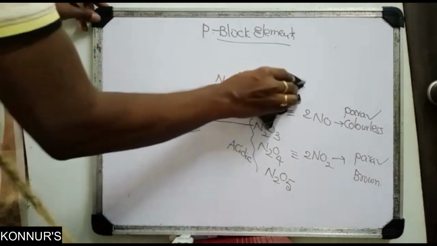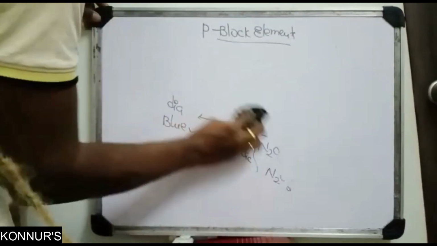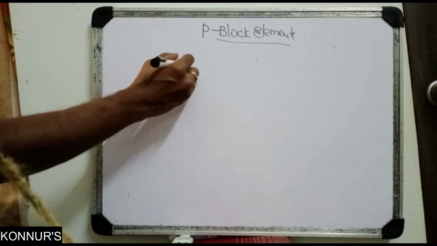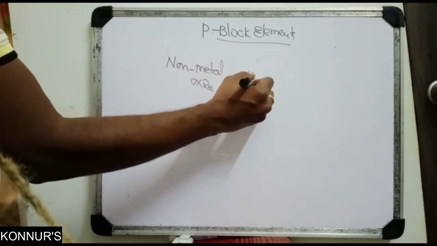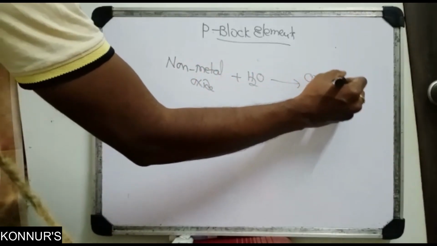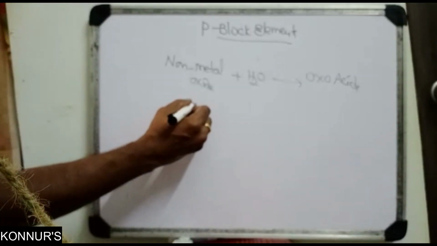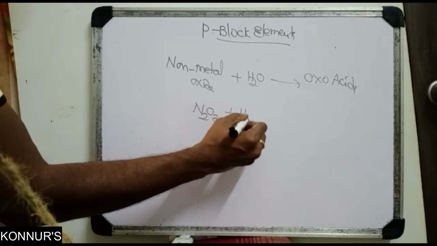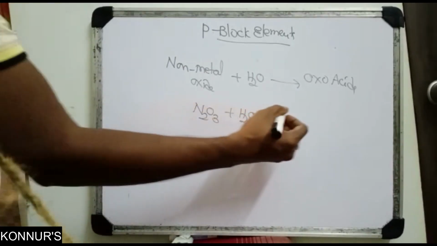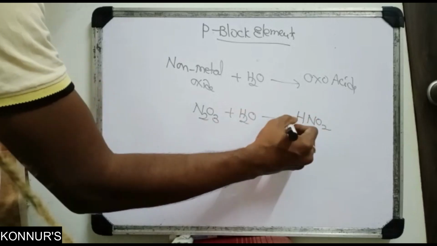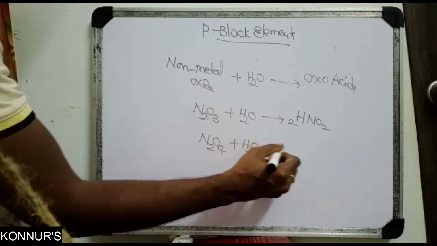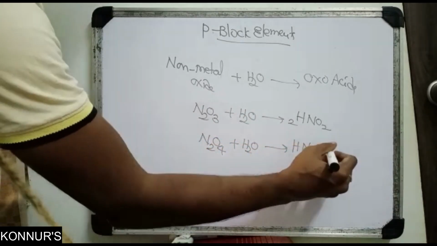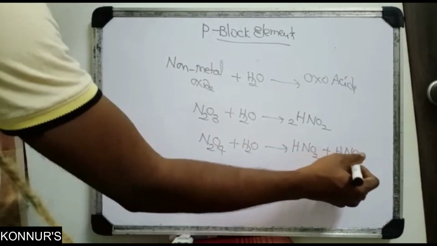Next, non-metal oxides react with water and you get oxo acids. See, N2O3 reacts with water and you get HNO2, 2 moles of HNO2. Next, N2O4 reacts with water and you get HNO2 plus HNO3, nitrous and nitric acid.